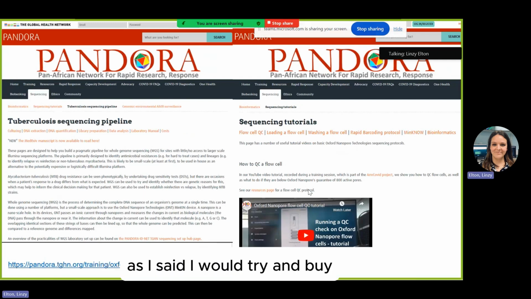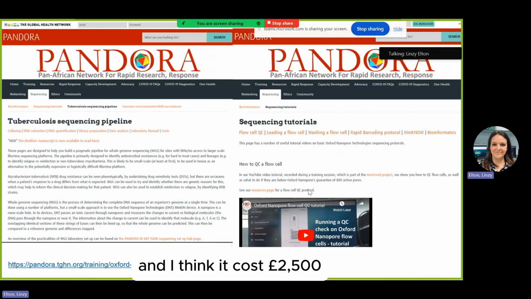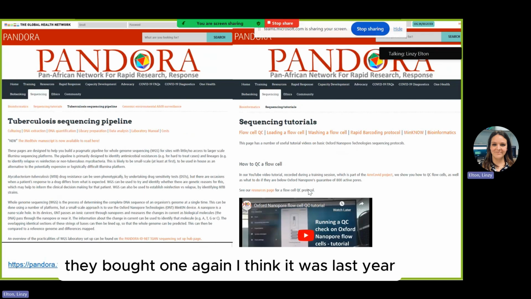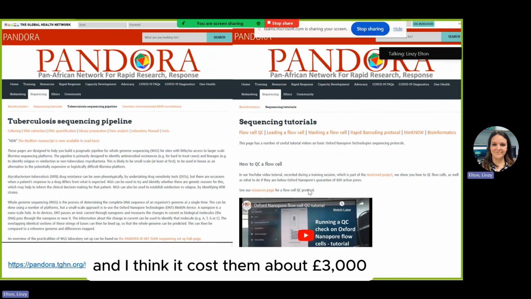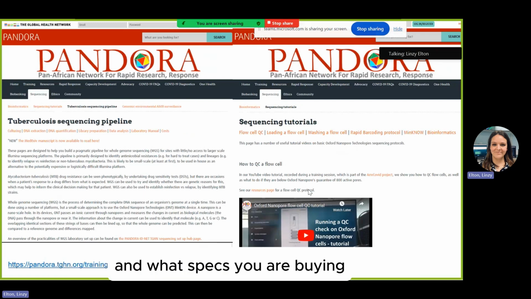As I said, I would try and buy the best computer you can with the money that you've got. We bought a GPU computer last year, and I think it cost us £2,500. Our group in Zambia that we work with bought one, again I think last year, and I think it cost them about £3,500. It obviously depends on the country you're in and what specs you are buying.